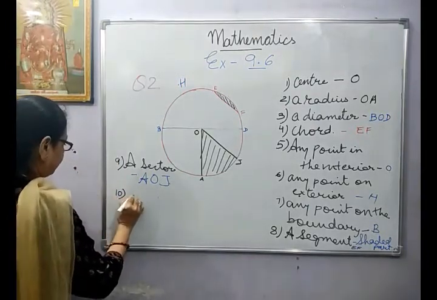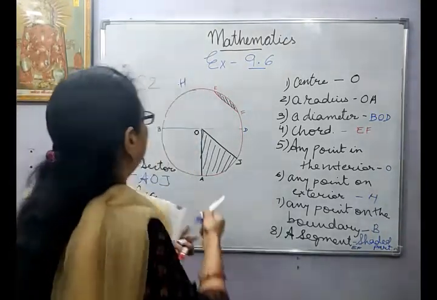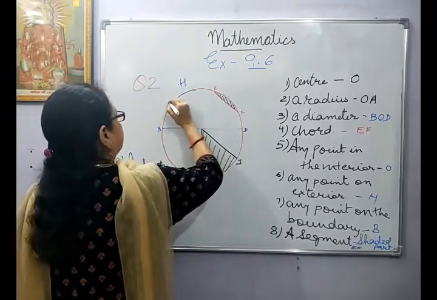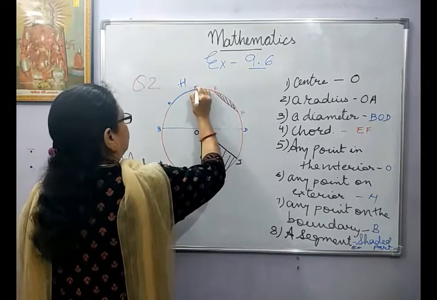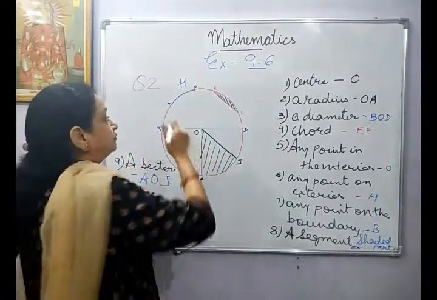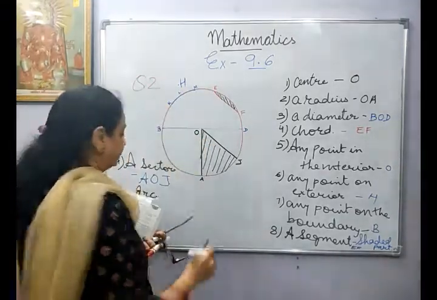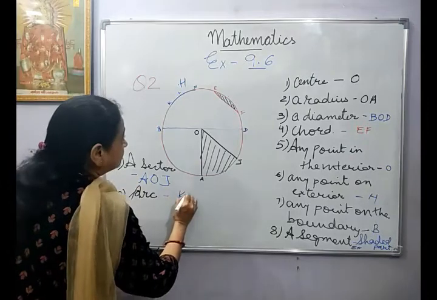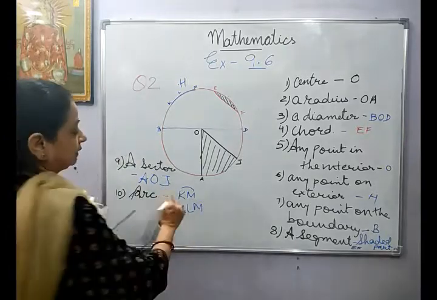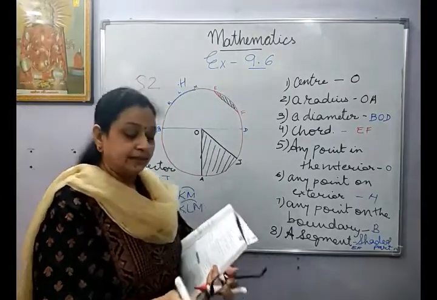The 10th one. Arc. Arc is any smooth curve on the boundary. So this is your arc. Suppose I name it K, M. Now children, in the previous class also I told you this is an arc, but sometimes you get confused. To make it more clear, we take it like this. KLM, we mark 3 points for the arc. So the answer is either KM or KLM. This makes it more clear. Both are right.